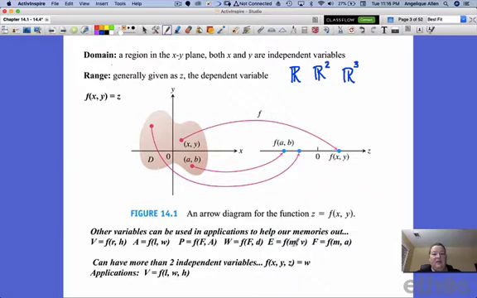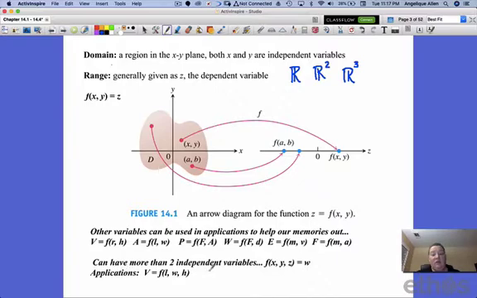E equals a function of m and v, mass and volume. What is E? I don't know. F is a function of m and a, mass and acceleration is force. Okay, so there's lots and lots of concepts out there that are functions of two variables.